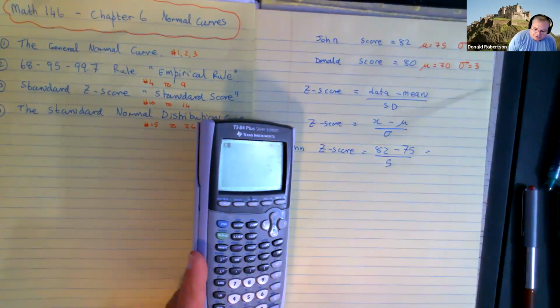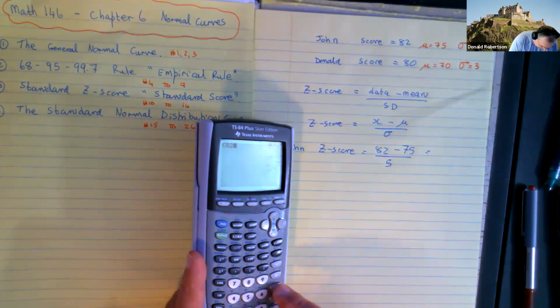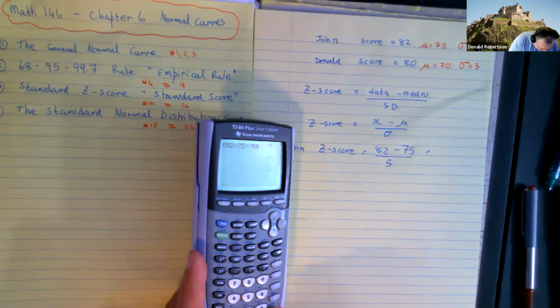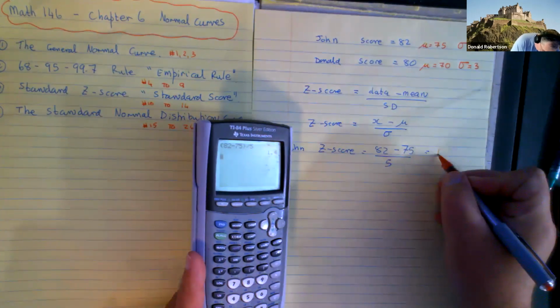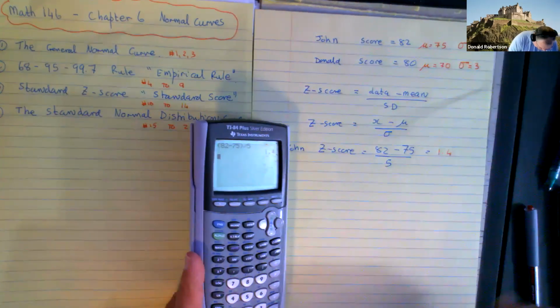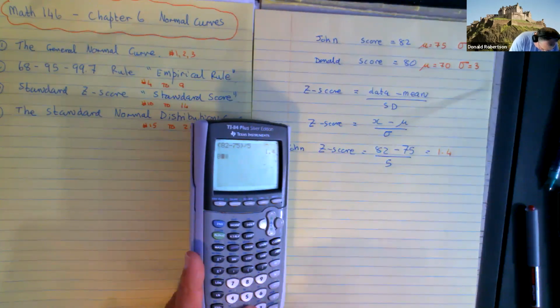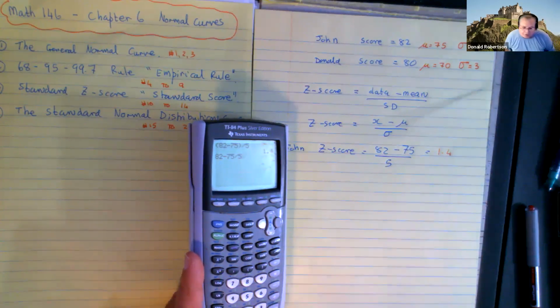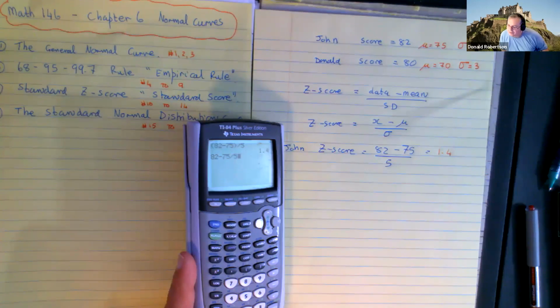They forget to put brackets in. So bracket, 82, take away 75, close brackets, divided by 5. And that was 1.4. Now, if I didn't put the brackets round and I just wrote it down like that, I mean, doesn't that look almost the same calculation? Look at the answer.